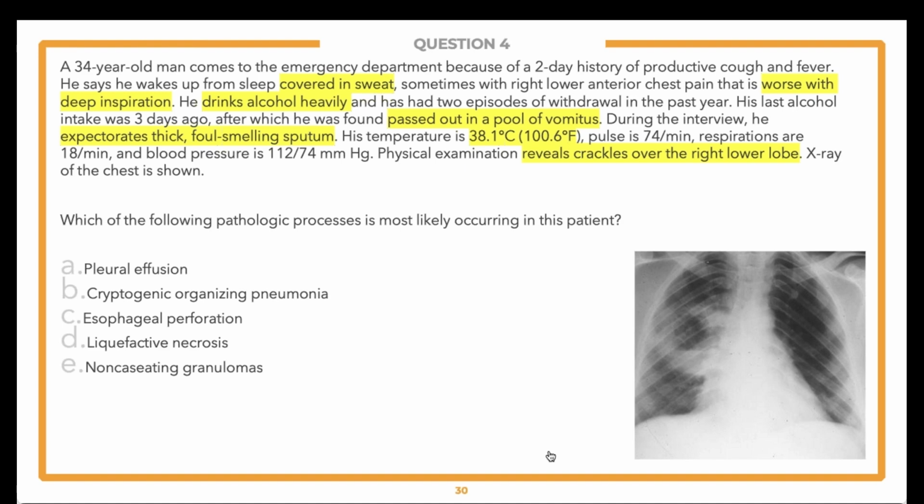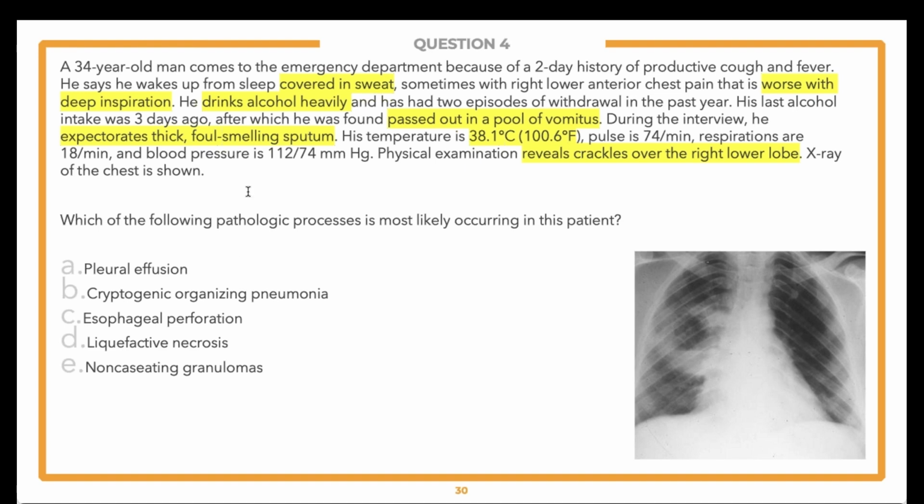And that's really what's pointing towards an abscess formation. So he's having a lung abscess form from the aspiration pneumonia. So whatever he was doing, he was drinking alcohol, he probably vomited and he aspirated. The fact they found him lying in a pool of vomitus, that's a big clue. And that points more towards, okay, this is an aspiration pneumonia.